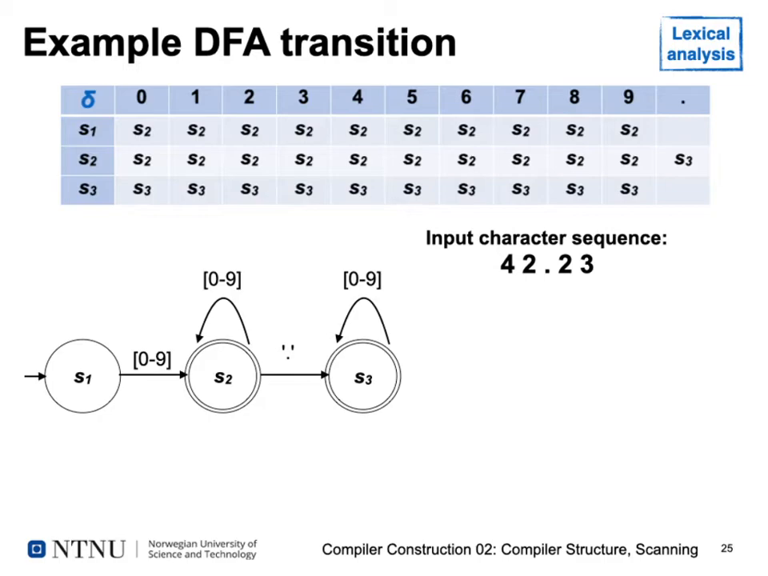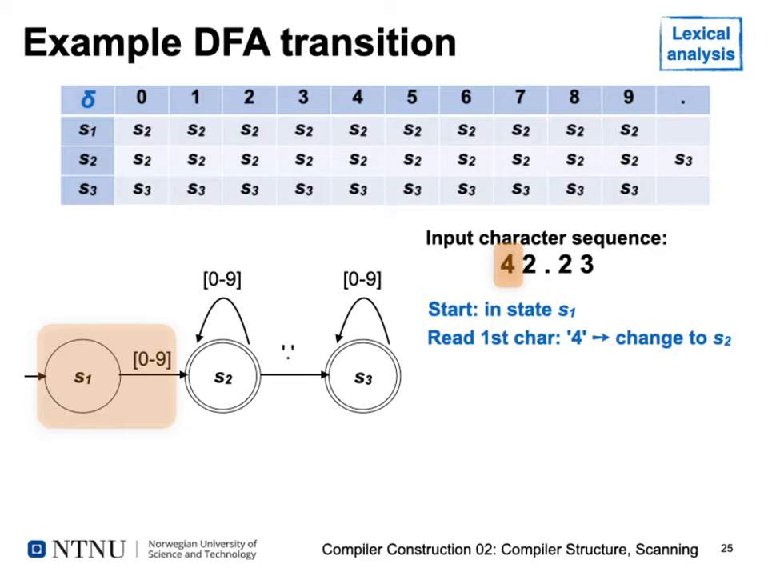So let's look at an example for a transition. So we want to recognize this input character sequence 42.23. So we have our automaton representation here and the transition function again represented as our table up here. So what we do is we start in state S1 here, and in state S1 we read the first character. So we read a 4. So we can look it up in our table. We are in state S1, we read a 4, so we have to end up in state S2.